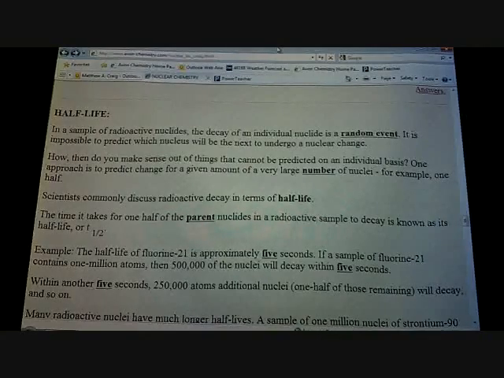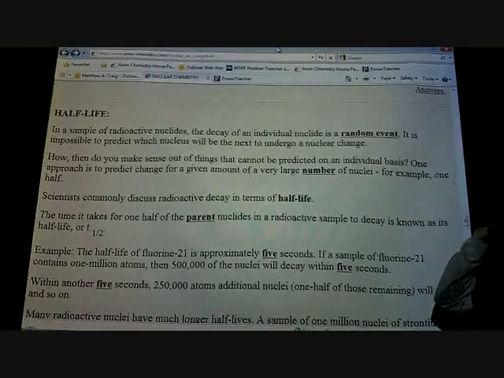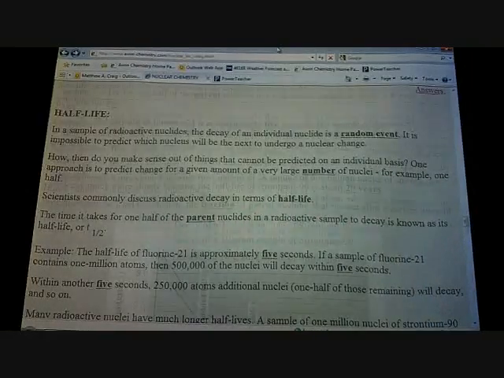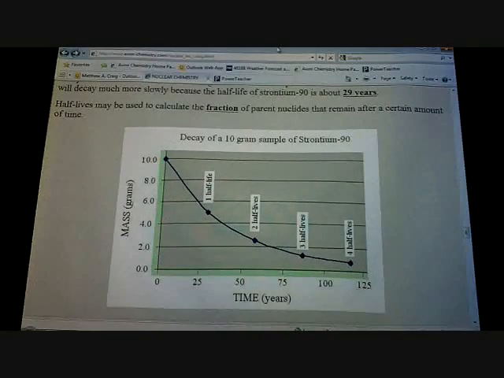So for each half-life, it's a given amount of time, and it doesn't change regardless of how much of the material you have left. It's how much of the stuff reacts or is consumed. That's another way that you could phrase it. So we'll get to do some of those calculations, and I think I just kind of explained all that. Here's a graph demonstrating the half-life process.